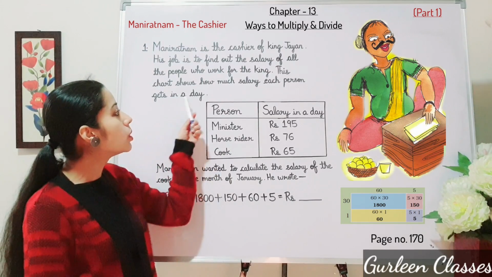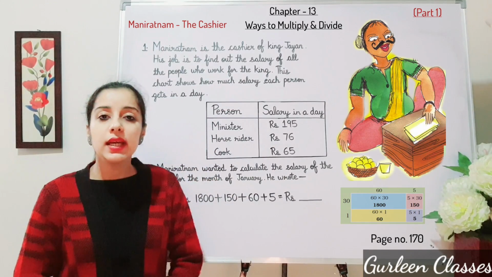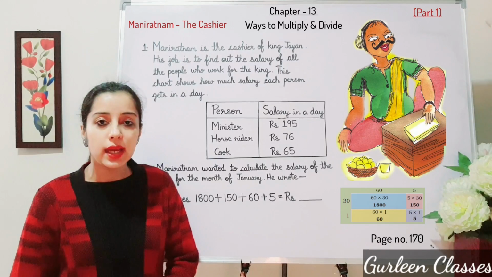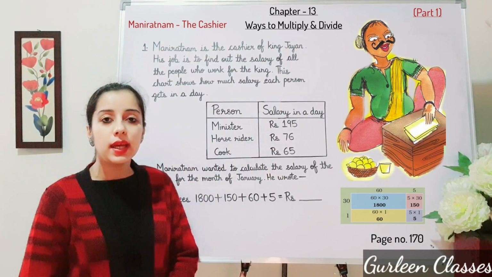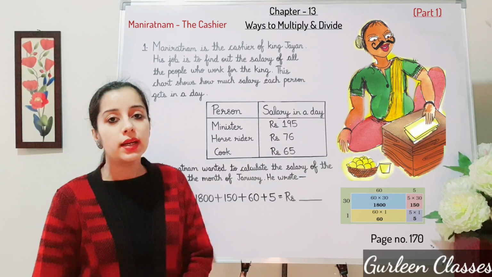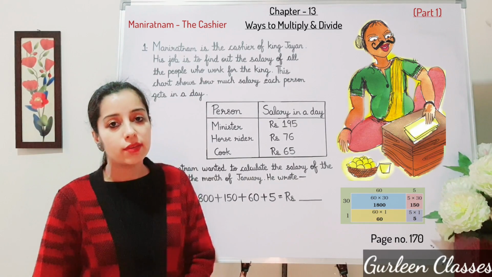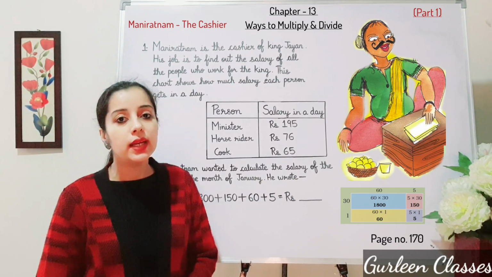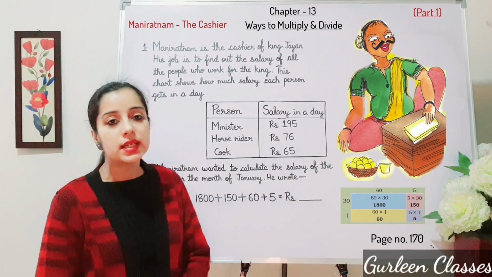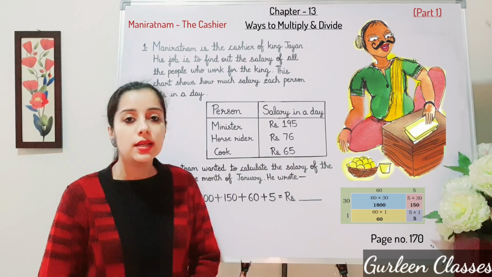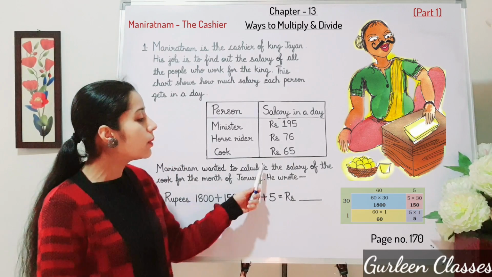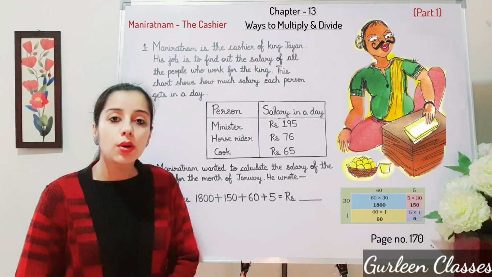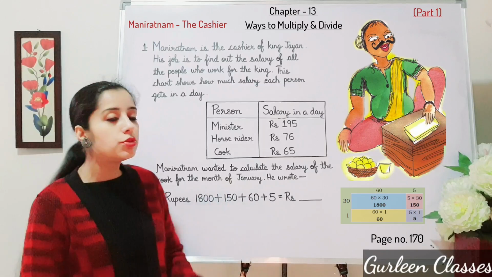This chart shows how much salary each person gets in a day. So in this table you can see person and salary in a day. The minister's salary in a day is rupees 195. The horse rider's salary in a day is rupees 76. The cook's salary in a day is rupees 65. So Maniratnam wanted to calculate the salary of the cook for the month of January.